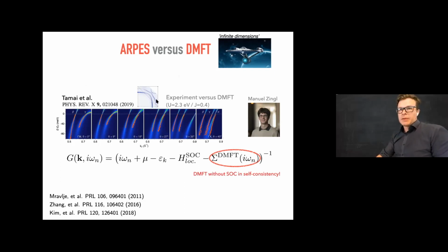I just picked out this one because this was the experiment theory collaboration of the Baumberger group. And the theory part was led by Manuel Zingl. And you have already heard before that here DMFT was done in such a way that the self-energy of DMFT could be calculated without actually including the SOC, the spin-orbit coupling, in the self-consistency. Pretty much what Uli Schollwöck also told you, that this additional local operator could be added, renormalized partially in order to reproduce the experimental results very nicely.